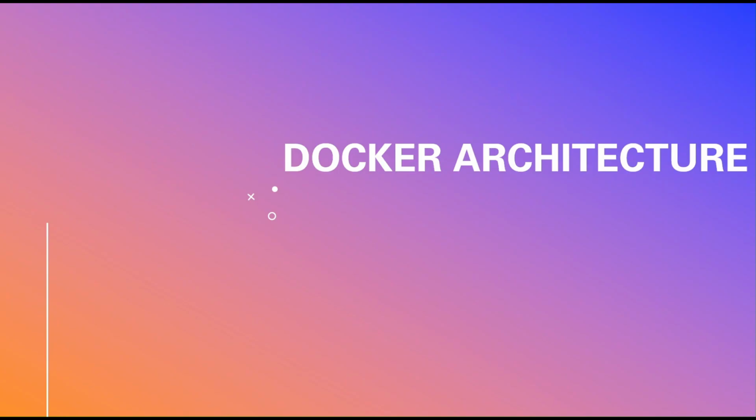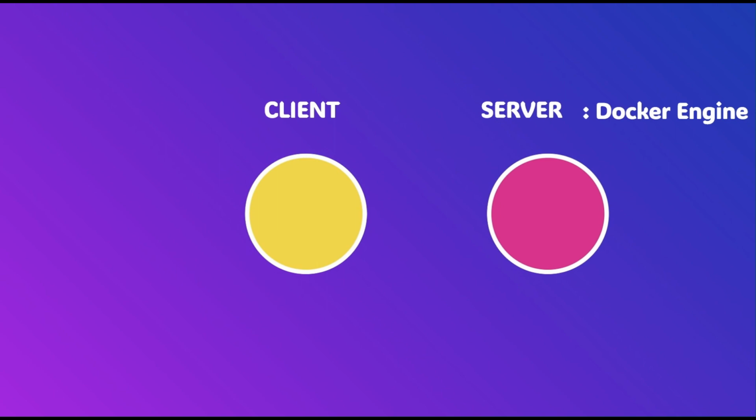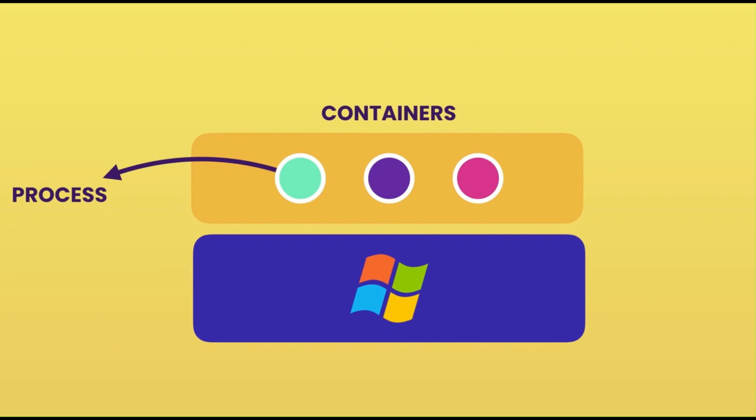Now let's talk about Docker architecture. To understand how it works, Docker uses a client-server architecture. It has a client component that talks to a server component using a RESTful API. The server, also called the Docker engine, sits in the background and takes care of building and running Docker containers. Technically, a container is just a process like other processes running on your computer, but it's a special kind of process.